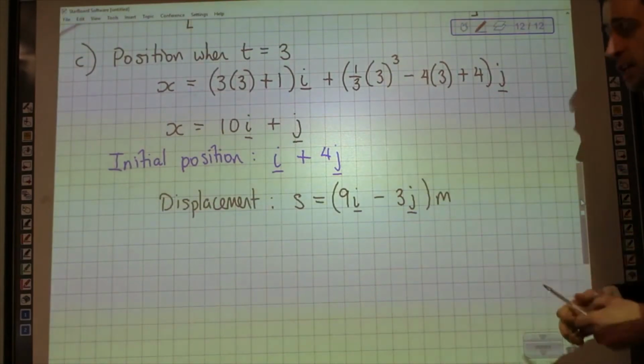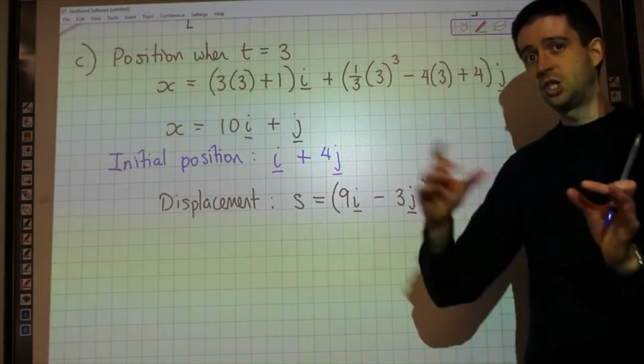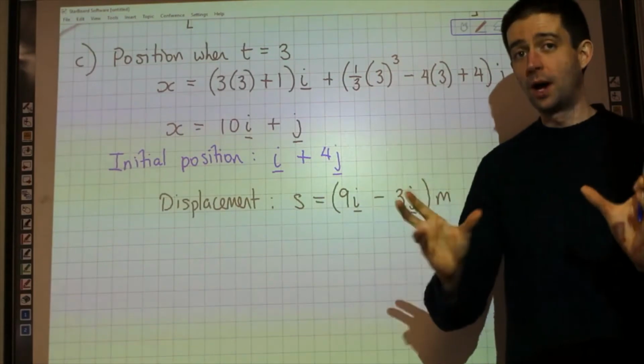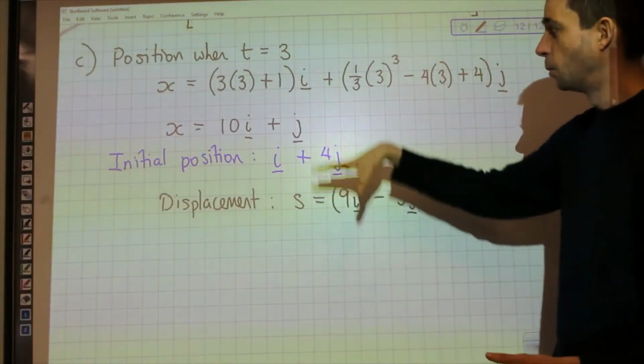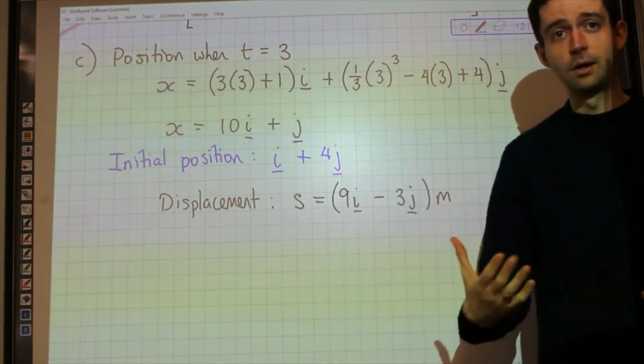So that's one way of doing it. If you're asked for displacement, find your position and check to see where you started. Where are you in relation to that? Because we started at i plus 4j, we had to subtract that vector from our current position.